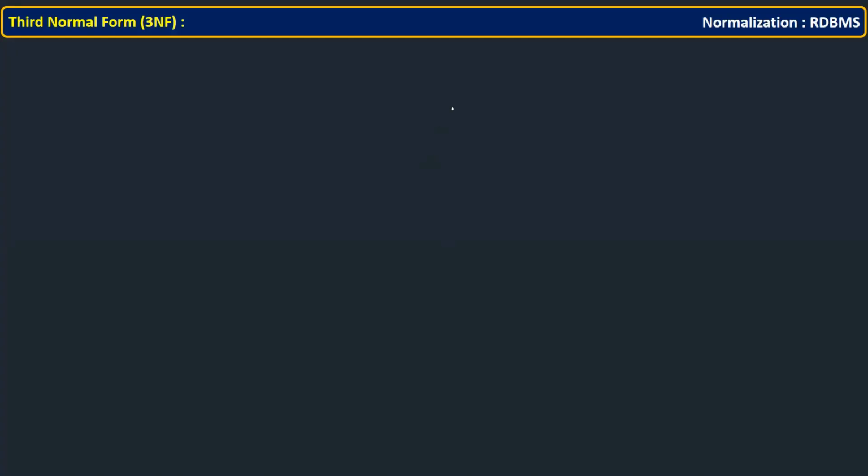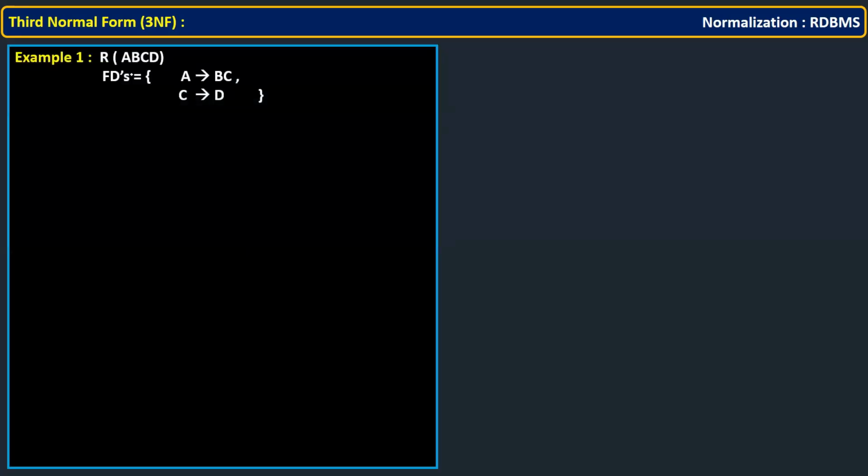Hi. So now let us see some examples on this third normal form. The first one: here we have 4 attributes in a relation, A, B, C, D, and these are the FDs. First of all, what is the key? Let us see, A is not on the RHS side. So try to find out the A closure. A derives BC, and C derives D.